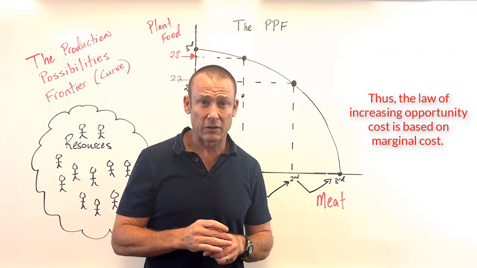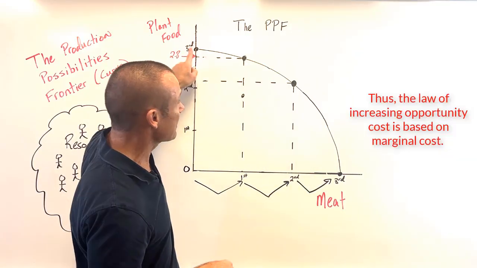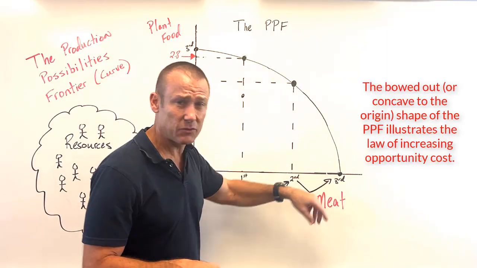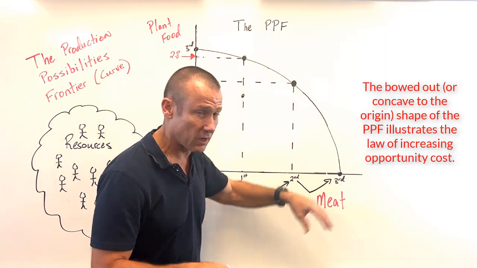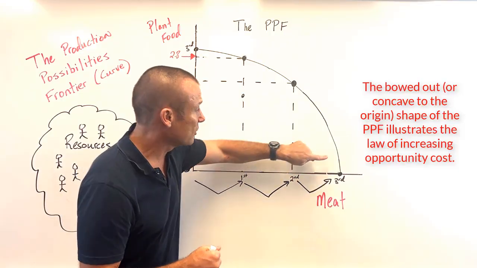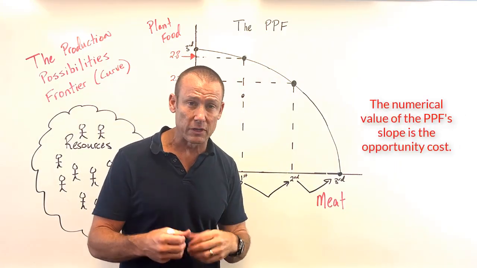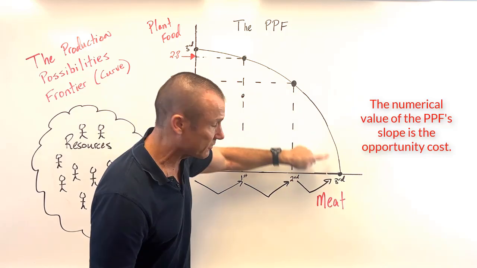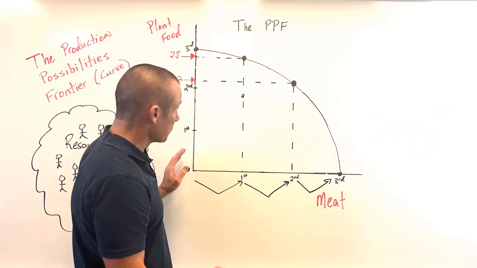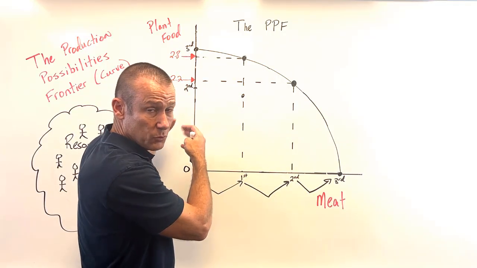That's the law of increasing opportunity cost, and that is demonstrated by this concave curve right here, bowed out from the origin, concave to the origin. This is showing us an illustration of the law of increasing opportunity cost, okay? Because the slope of this curve represents the opportunity cost. And you can see that slope changing. And it works both ways, guys. As we produce more meat, the opportunity cost is going to increase in terms of how much plant food we have to give up.